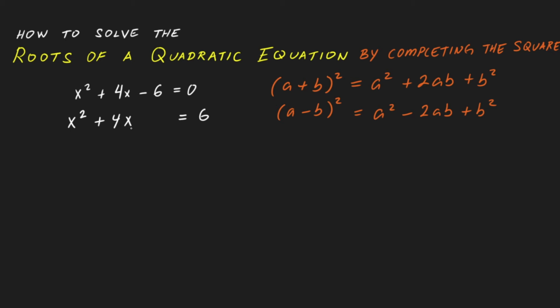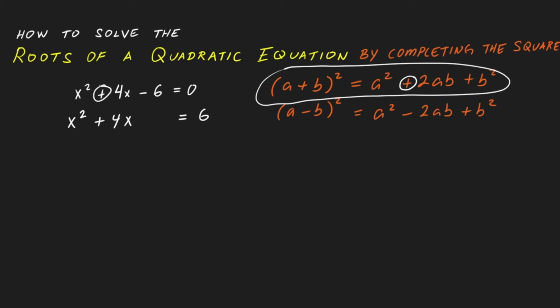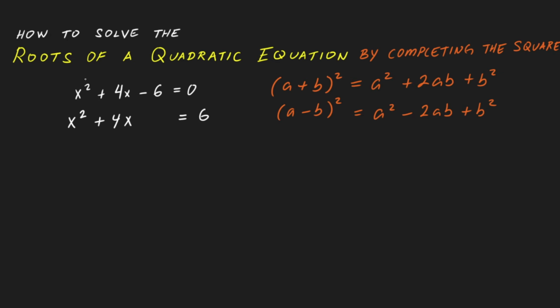Well, to find out, we just need to look back at our formula for a perfect square, which is this. So I'm going to use this, the top one, because the sign here is plus and also the sign here is plus. So now we can see that in order to resemble this, the x squared that we have here has to be a squared. So I'm going to put here, this has to be a squared.